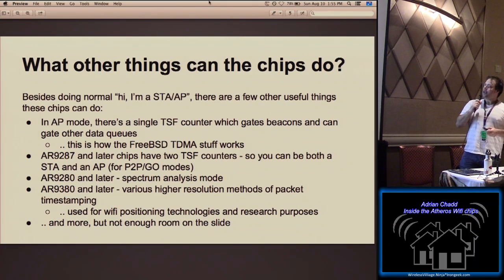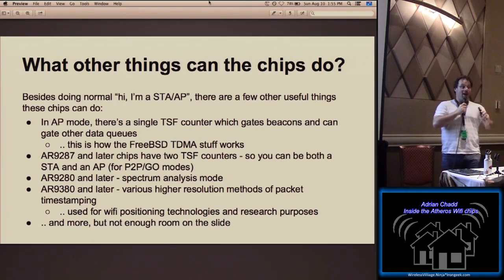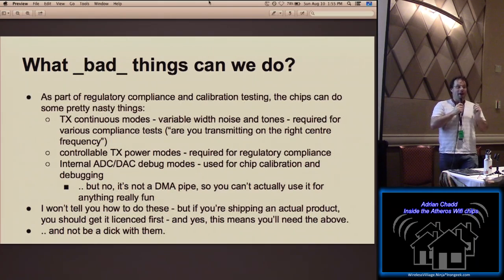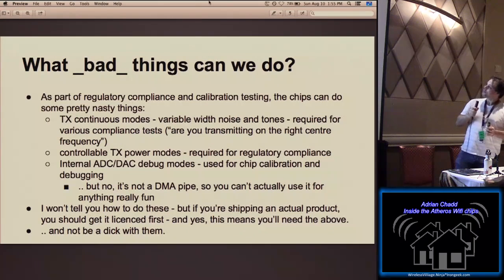And the later chips actually have Wi-Fi positioning hacks, so you can do fine-grained packet timestamping and actually time the delay between transmitting a packet and getting the ACK back, so you can estimate distance down to a few feet. And that's the kind of thing that powers your enterprise APs tracking you walking around. That's all in these things.